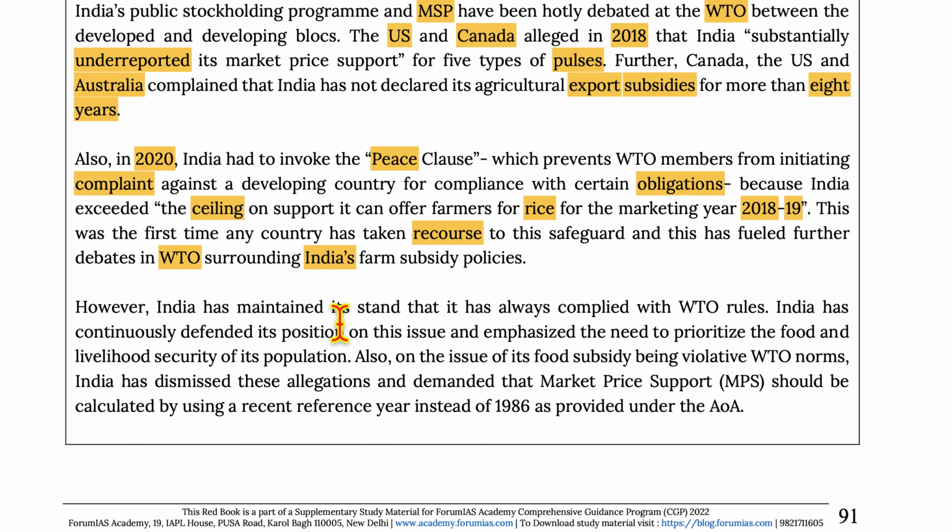However, India has maintained its stand and that it has always complied with WTO rules. India has continuously defended its position on issues and emphasized the need to prioritize food and livelihood security of its population. Also, on the issue of its food subsidy being violative of WTO norms, India has dismissed these allegations and demanded that MSP should be calculated by using a recent reference instead of the year 1986 as provided under the Agreement on Agriculture.